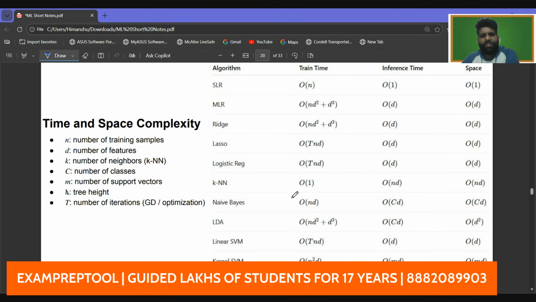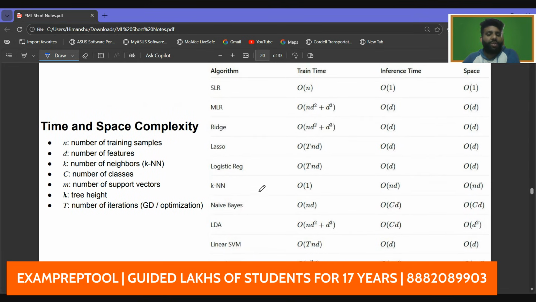Not every algorithm you might be able to understand right now, because that needs a detailed discussion, but you can still understand. For an example, wherever you can see d cube, that is more with respect to the matrix eigenvectors calculation or matrix inversion. So wherever you are seeing d cube, that means there is some matrix inversion taking place.